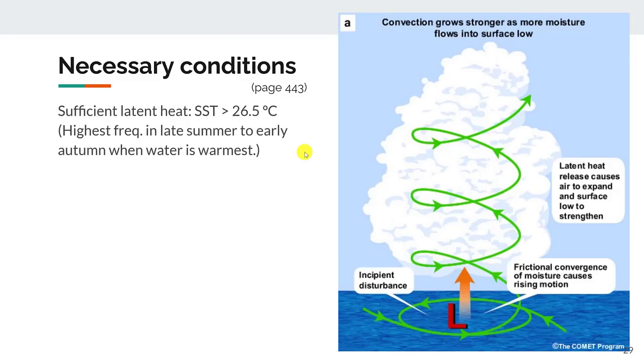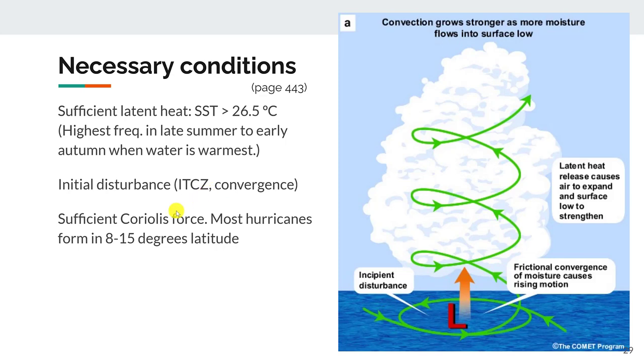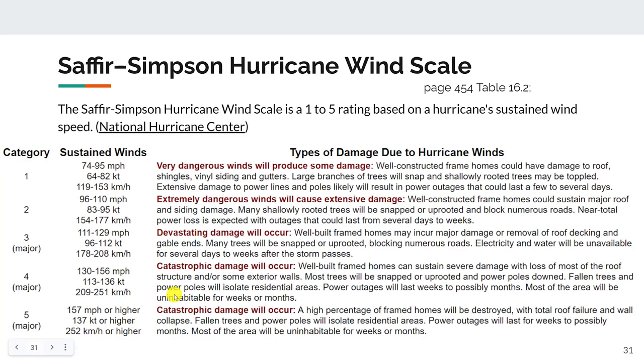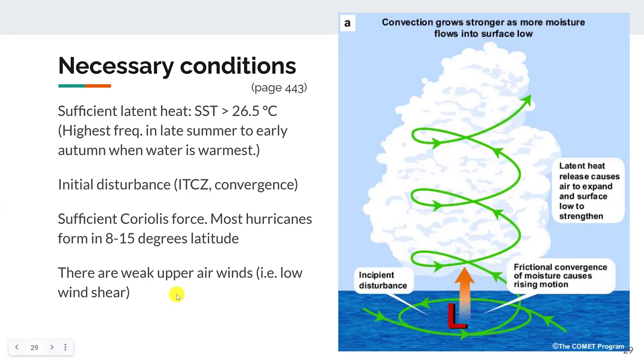Okay, and the necessary conditions, very important: over the ocean, and very warm, and you need an initial disturbance, for example, ITCZ, and you need sufficient Coriolis force. This is very important. Let me show you a picture. See here, that is all the hurricanes in history, and you can see along the equator you have no hurricanes, because along the equator there's no Coriolis force. In terms of time distribution, you can see in late summer you have the highest number of hurricanes because our ocean is the warmest in late August, early September. But now, because of global warming, it's almost every month you have hurricanes.